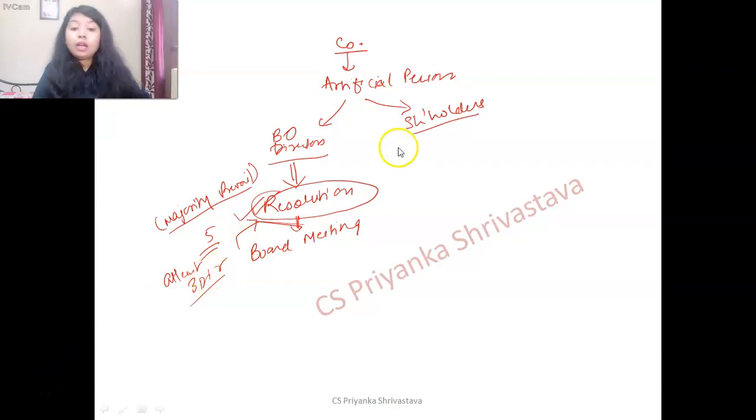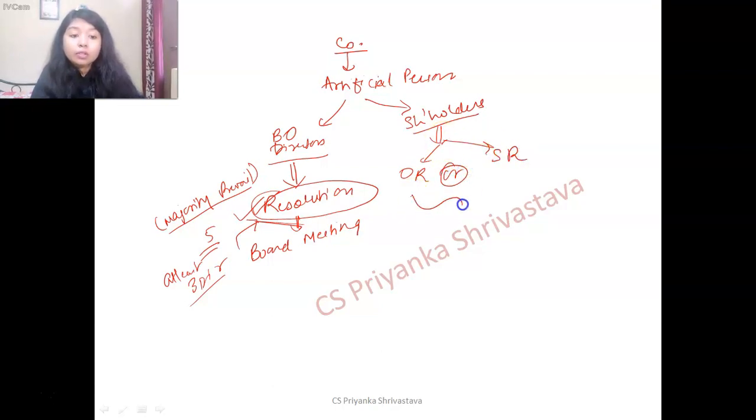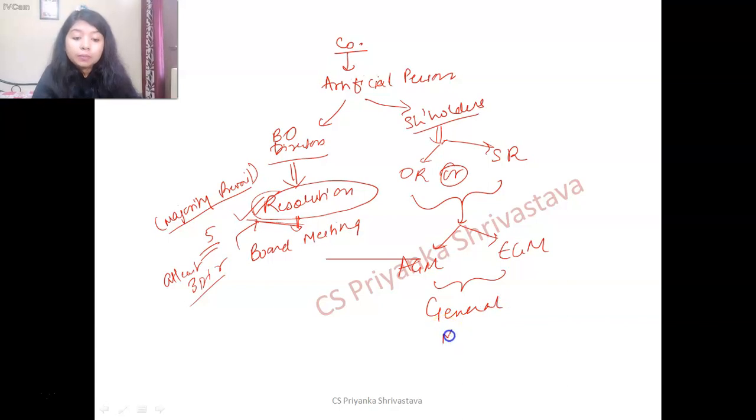Now the next thing is how shareholders take decisions. We have already seen that shareholders pass either an ordinary resolution or a special resolution. Both these resolutions are passed at either an annual general meeting or an extraordinary general meeting. Both are called a general meeting. So we are not going to discuss this part right now.